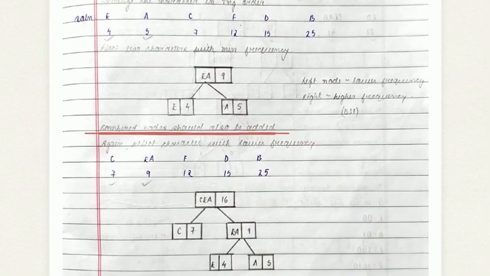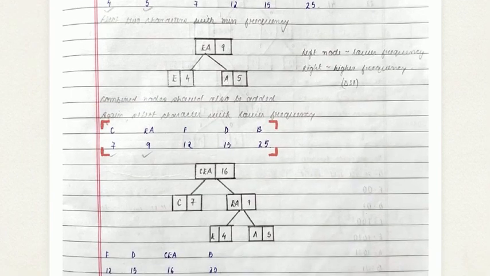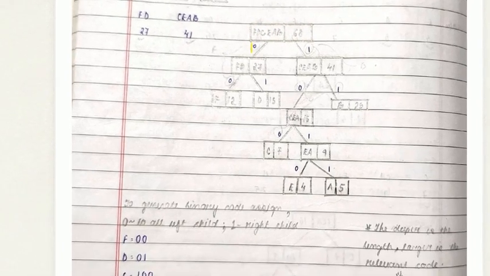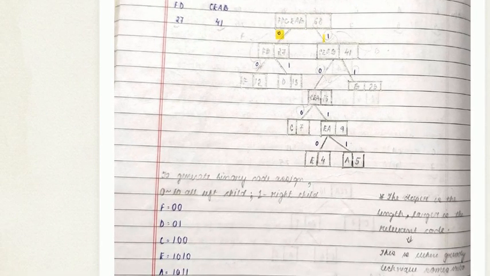The combined node of 9 must be added back to the active pool as a single unit. Re-evaluating the pool, the two lowest values are now C at 7 and the new node EA at 9. Repeating that process until one final tree remains yields this completed structure. To generate compression codes, trace branches top to bottom, assigning 0 to left paths and 1 to right paths.